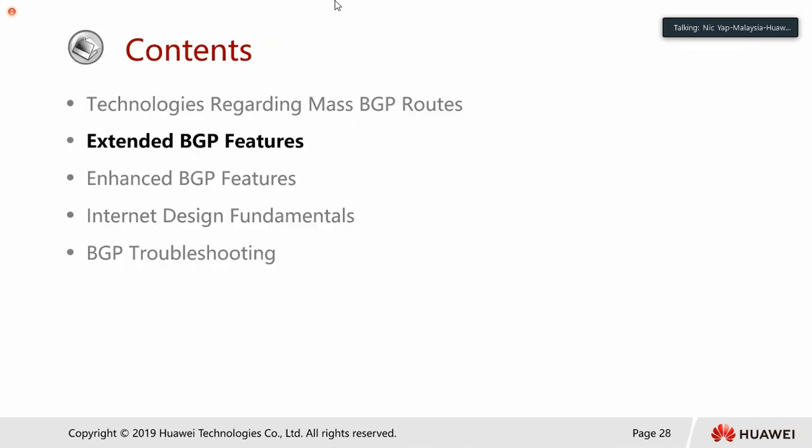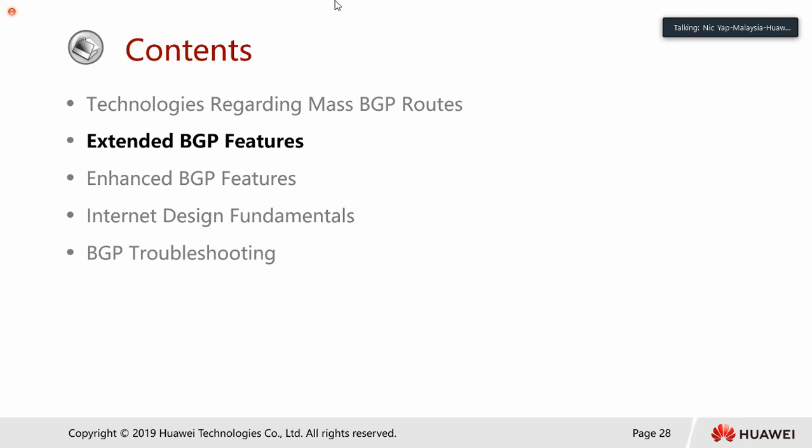So the next one we look into is the extended BGP features. Under extended BGP features, what do we have? We have how to secure BGP, how we define the TTL numbers, and so on. So this is where we are going through.